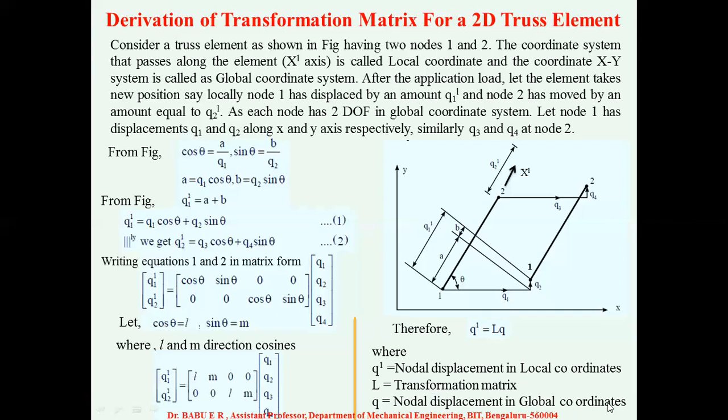So this is the derivation of the transformation matrix for a truss element, which is represented by L. Where L is the transformation matrix, given as [L M 0 0; 0 0 L M].